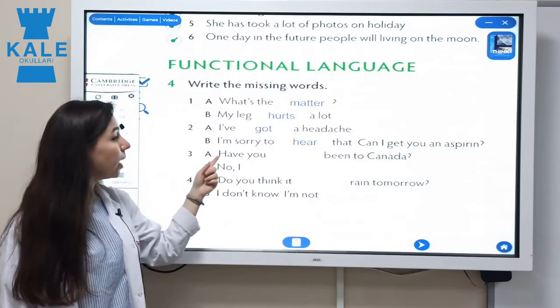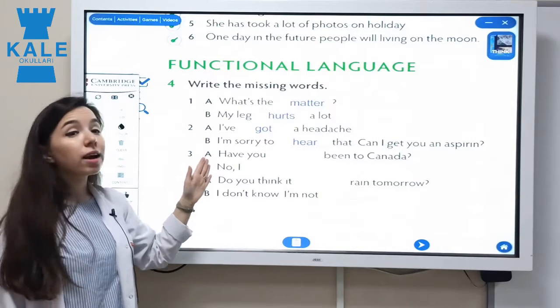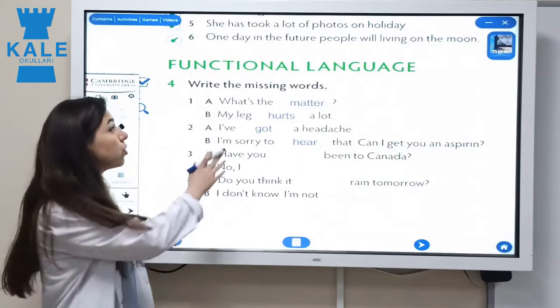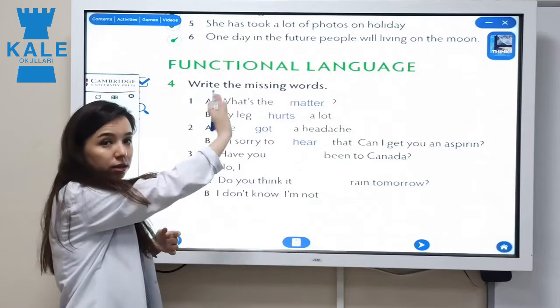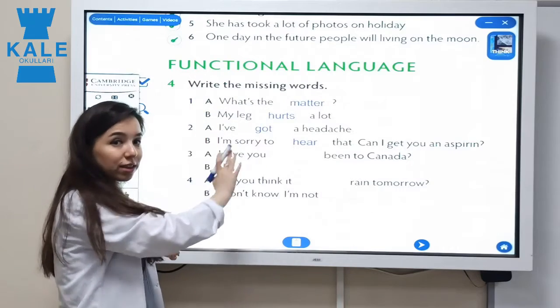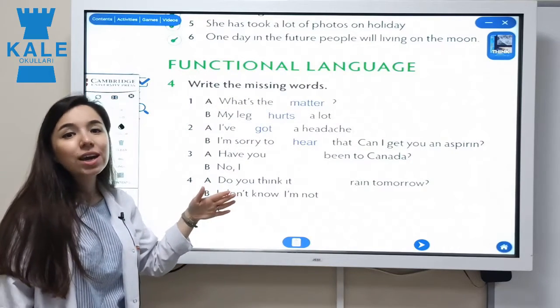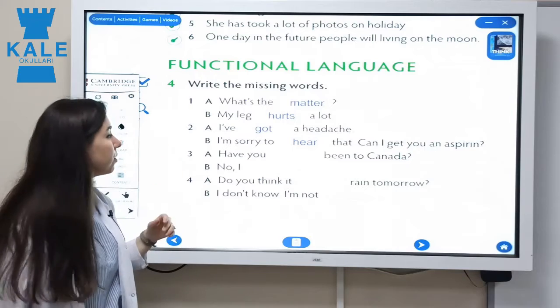Yes, aspirin. And 3. And look at here. They are not the same conversation. Okay, here 1 is finished, then 2 is finished, then 3. They are separated, okay? They are not one dialogue, one conversation.